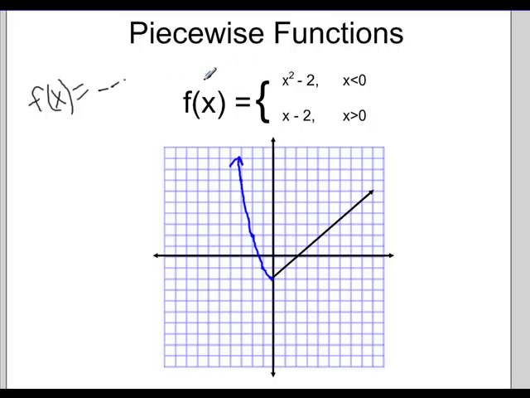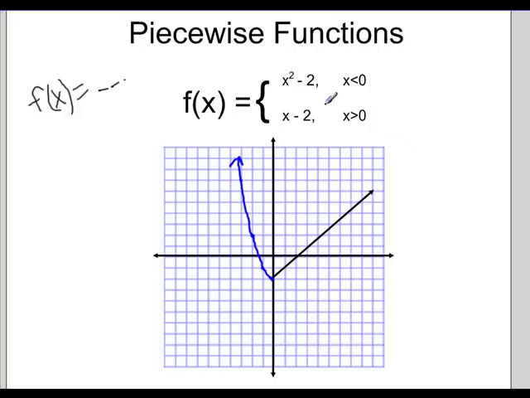So we see that f of x equals x squared minus 2 when x is less than 0, and f of x is equal to x minus 2 when x is greater than 0. And I went ahead and graphed it here. When x is less than 0, so anything negative x, it's going to be x squared minus 2, which is this parabola right here. However, whenever x is greater than 0, it's going to be the line x minus 2. And we see we have a -2 y-intercept and a slope of 1.